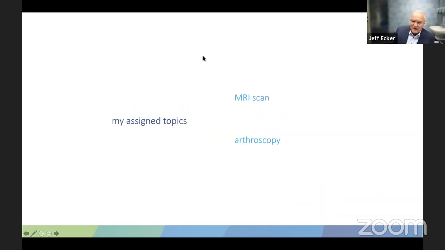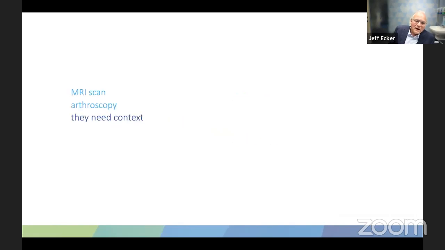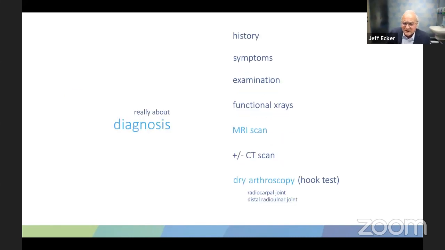So the MRI scan and arthroscopy need context. The MRI and arthroscopy by themselves are confusing. We need the history, the symptoms, the examination, functional x-rays, variance views, plus or minus a CT scan, and you need to put them all together to make sense of this. And today we're going to be focusing on the role of the MRI scan and comparing it to the results for dry arthroscopy.